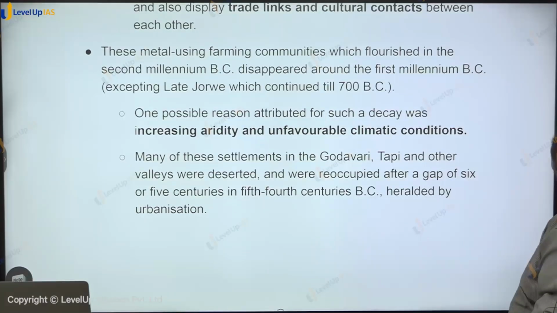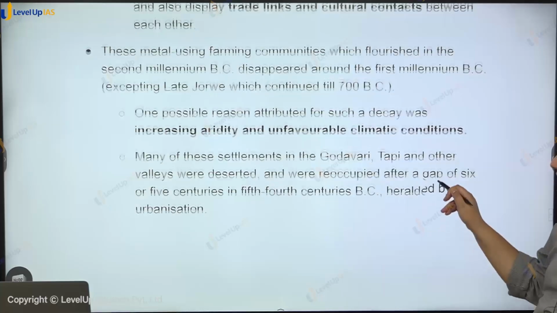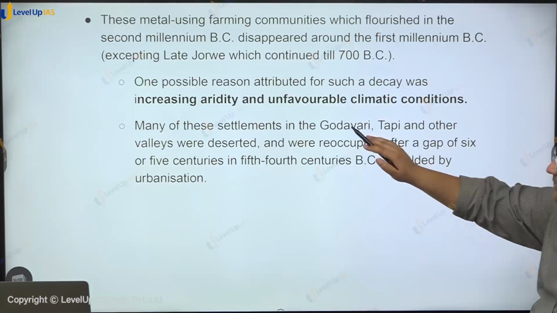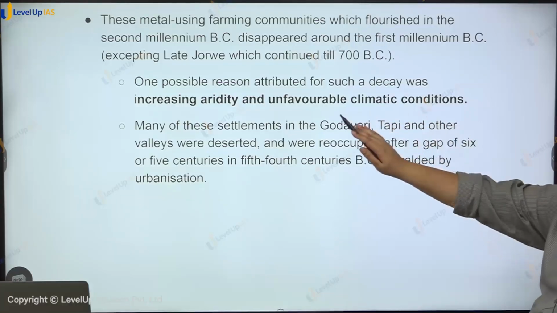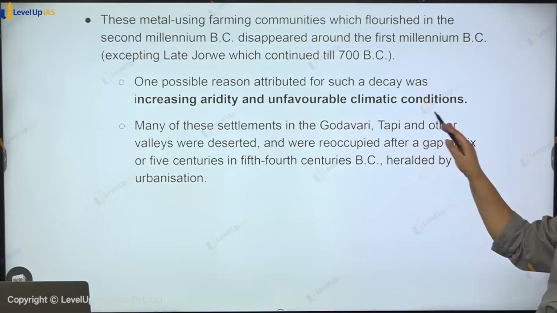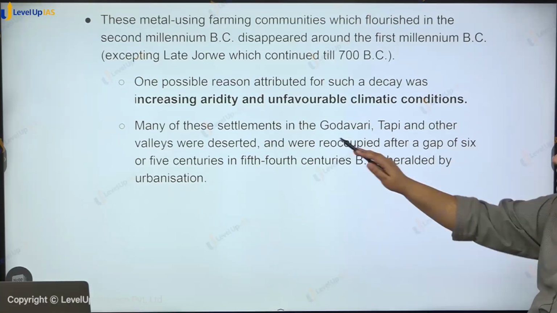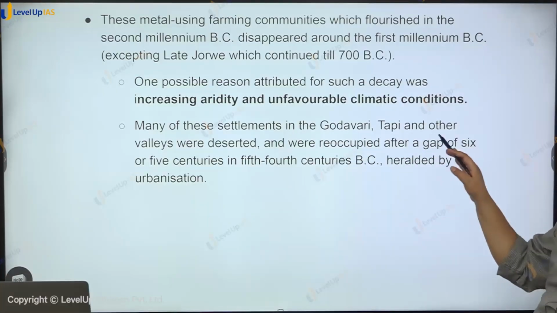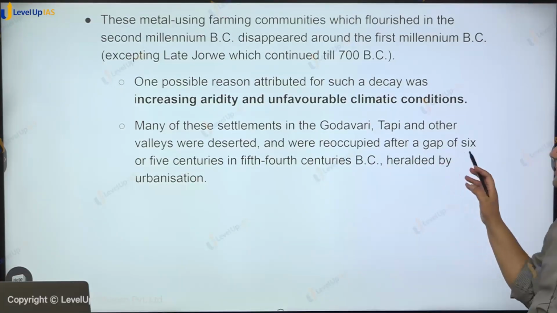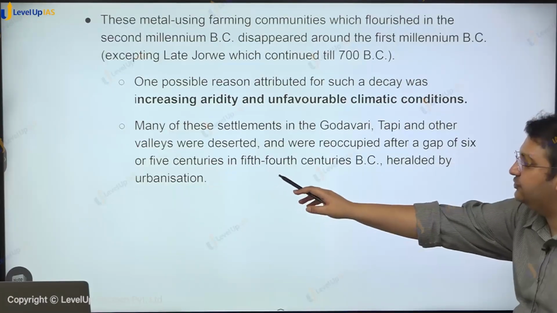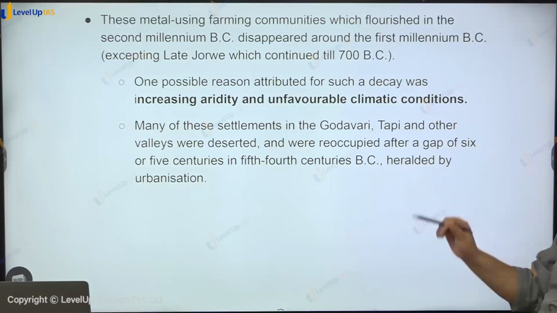What is the explanation behind this? Rising aridity. That has been the given most probable explanation. One possible reason attributed for such a decay was increasing aridity and unfavorable climatic conditions. Many of these settlements in the Godavari and Tapi and other valleys were deserted and were reoccupied after a gap of 6 or 5 centuries in the 4th, 5th centuries BCE, right? That is during the Mahajanpad period.